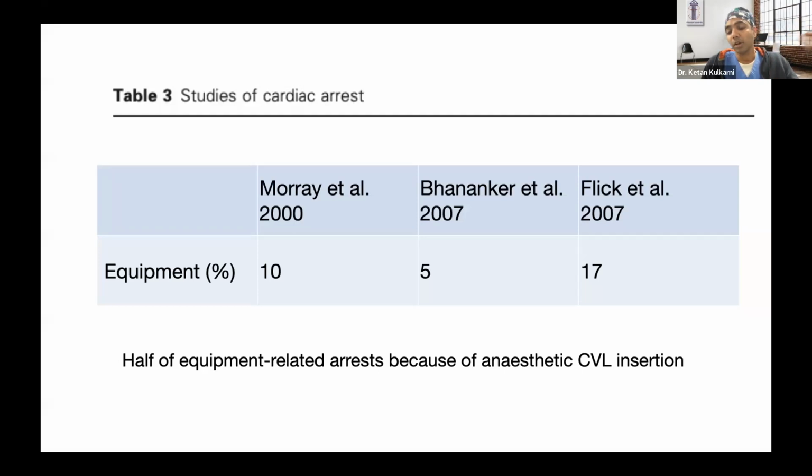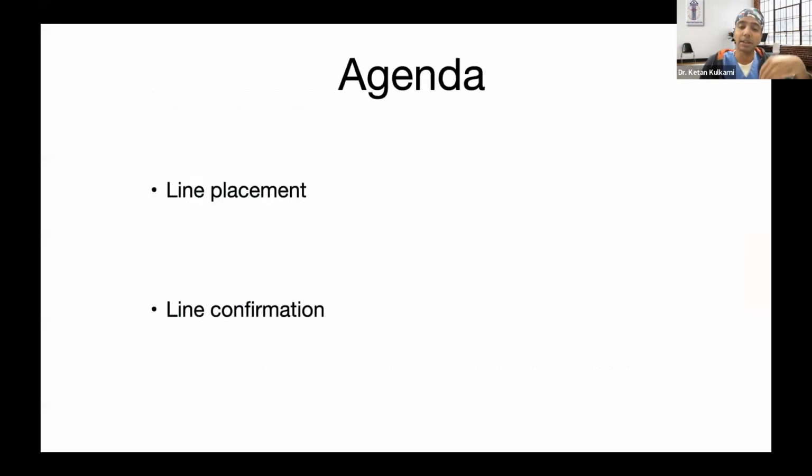In order to reduce these complications, various protocols have been set up and SOPs have been made, but still the problem persists. And all these studies are from the Western world, where there are already very strict guidelines about the use of central lines and asepsis. So the agenda for today, we'll discuss brachiocephalic vein cannulation in two parts. One is line placement per se, and the second part is line confirmation.